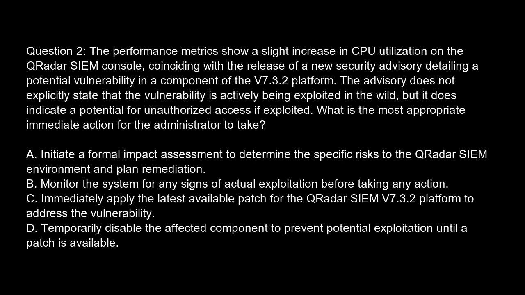Option A. Initiate a formal impact assessment to determine the specific risks to the QRadar SIEM environment and plan remediation. Option B. Monitor the system for any signs of actual exploitation before taking any action. Option C. Immediately apply the latest available patch for the QRadar SIEM V7.3.2 platform to address the vulnerability. Option D. Temporarily disable the affected component to prevent potential exploitation until a patch is available.